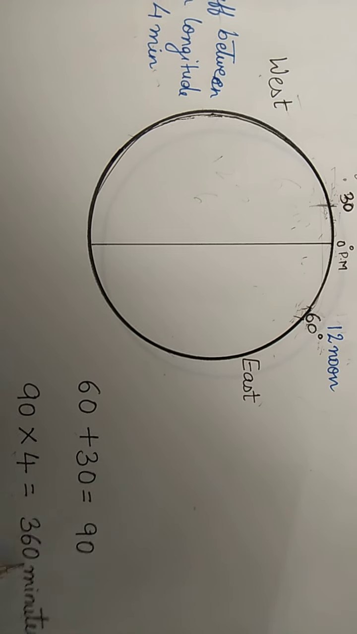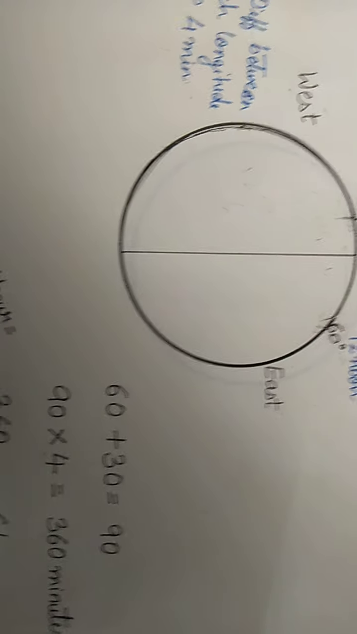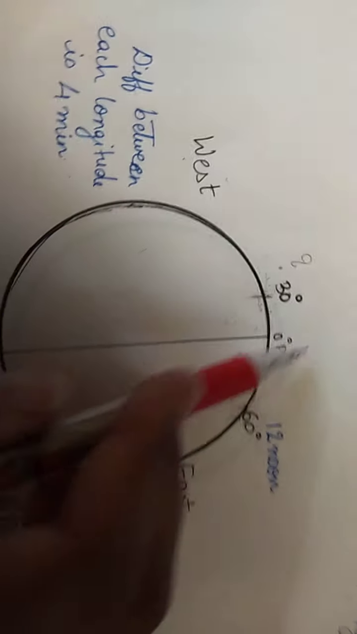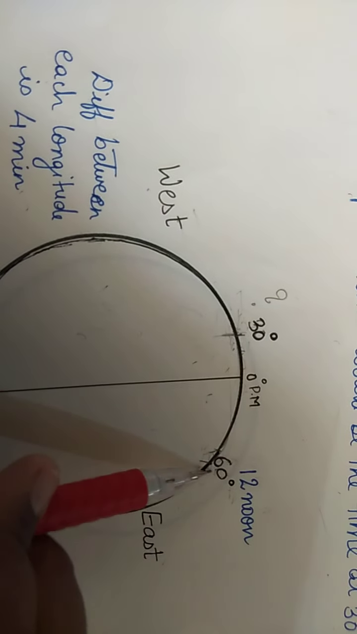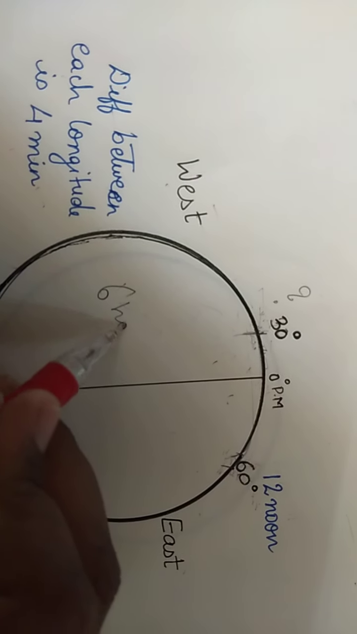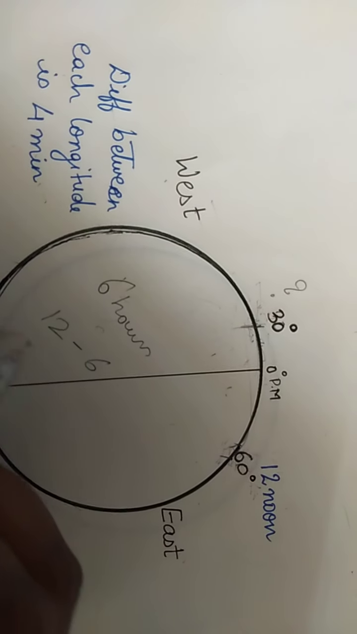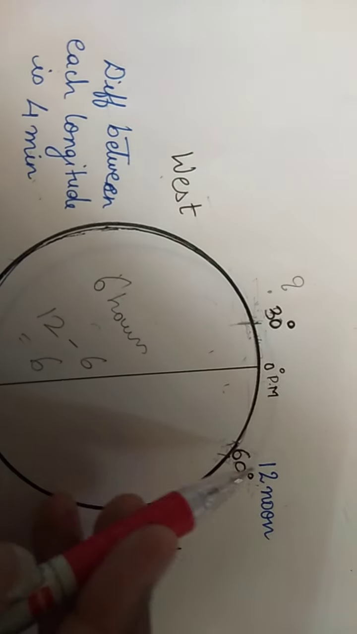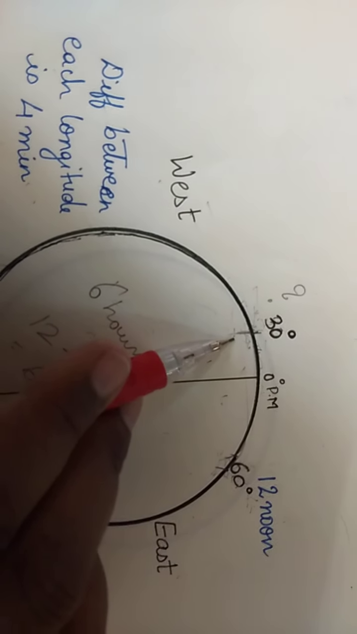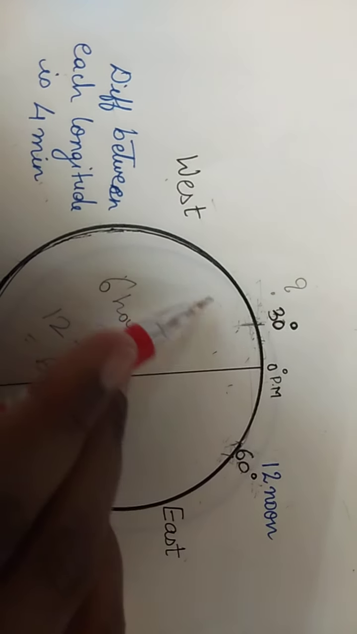9 4s are 36. This 360 minutes we are going to convert into hours. 1 hour is 60 minutes. So 360 divided by 60 is 6 hours. So the difference between 60 degree east longitude and 30 degree west longitude is 6 hours. Now if it is 12 noon here, 12 minus 6 is 6. So here they are still in the morning. At 30 degree west it will be 6 a.m.